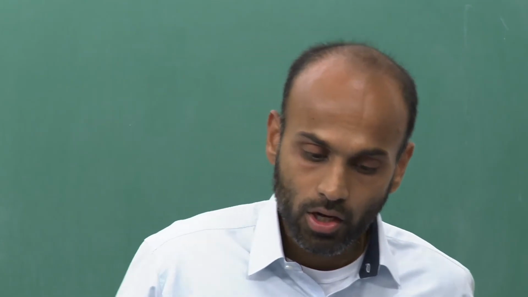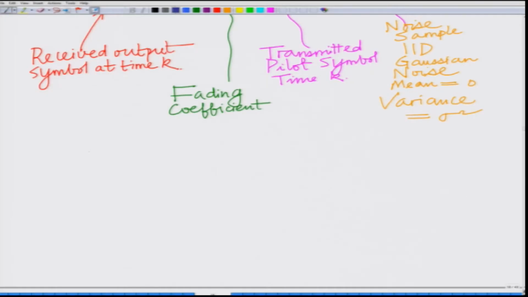Now let us consider the transmission of N pilot symbols, similar to before, and then we will modify this model for the sequential estimation scenario.